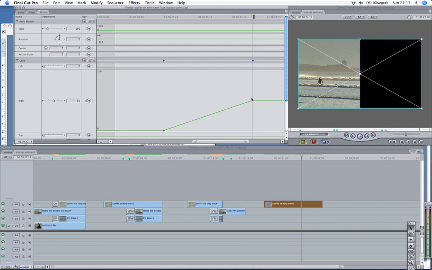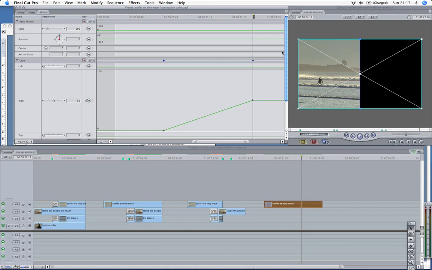This video looks at using the keyframe graph in the Motion tab to create variable and constant speeds when you're animating parameters for a particular clip. Now I'm focusing on one particular parameter of this clip here, and that's the crop parameter, and I'm only animating the right hand side of the clip as well.